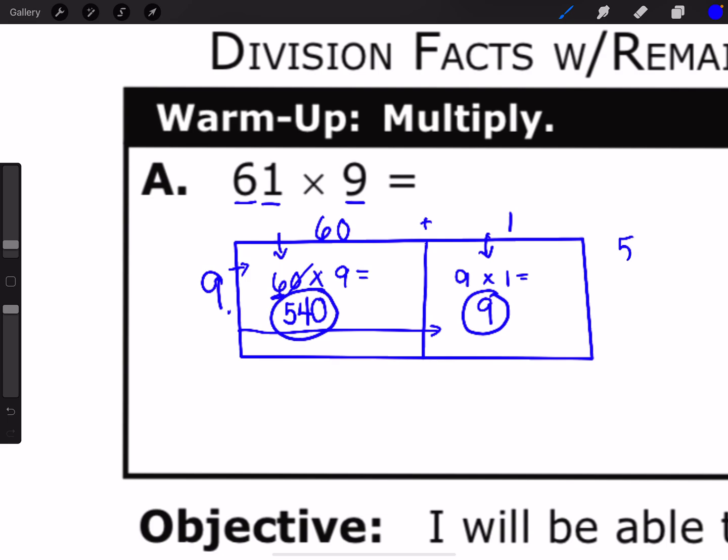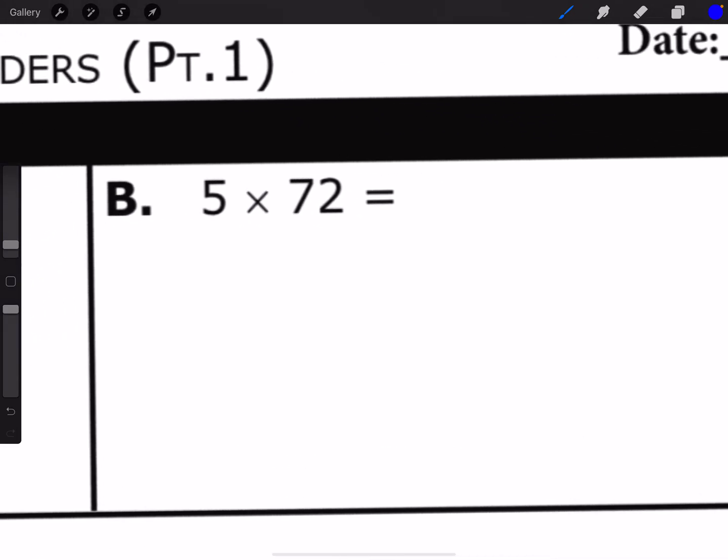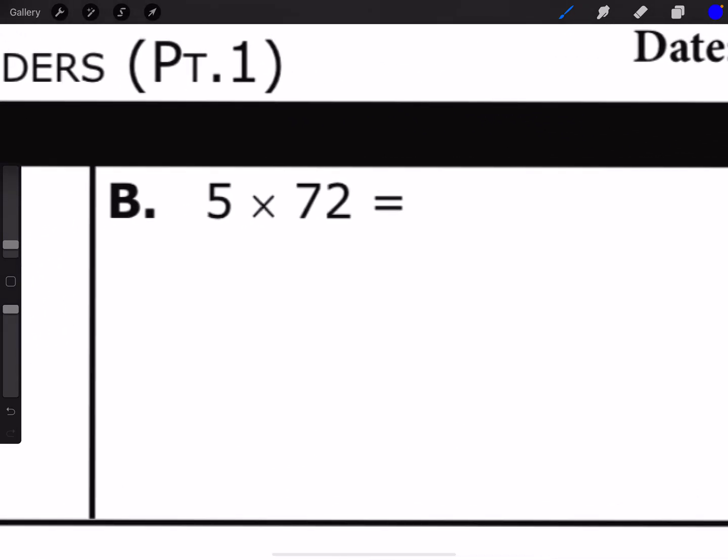Now we're going to take these partial products. 540 plus 9 equals 0 plus 9 is 9. 4 plus 0 is 4. And 5 plus 0 is 5. So the product of 61 times 9 is 549. Do a little smiley face. That'll be good. All right, now we're going to do our next warm-up, which is 5 times 72.